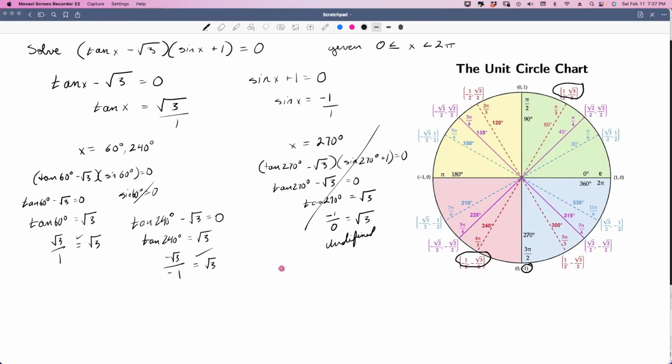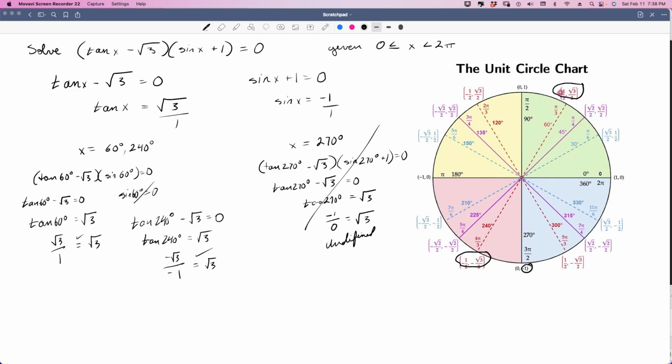All right, so when we check these possible roots for each one of these, we find that x is either equal to 60 degrees, 240 degrees, or 270 degrees. And we got there by, let's go back up here, we had to set each one of these equal to 0 because these are both already factored for us. So we said the tan of x minus square root of 3 is equal to 0, or the sine of x plus 1 is equal to 0. So then we added square root of 3 to both sides, so the tan of x is equal to the square root of 3. We turn that into a fraction by putting it over 1.